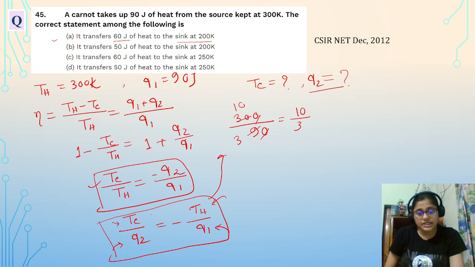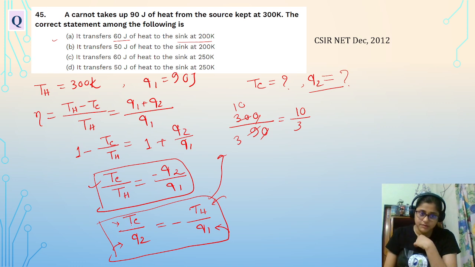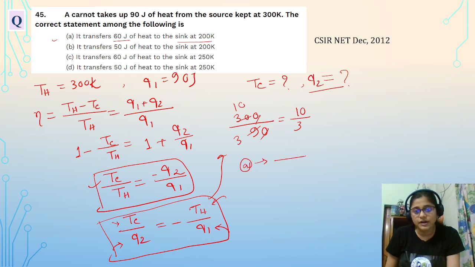We need the option where Tc by Q2 gives the same ratio, because these two ratios are the same. The negative sign is there because one heat is absorbed and one is released, so forget about the negative sign and take only the values. From the options, we have to find the values which give this ratio of 10 by 3.